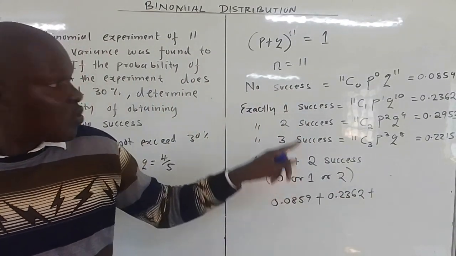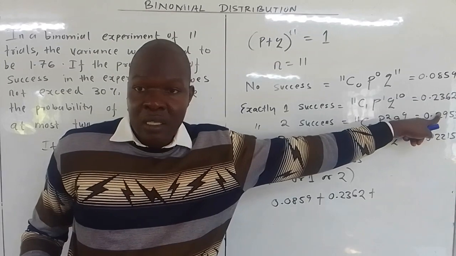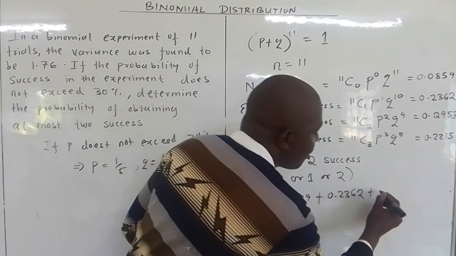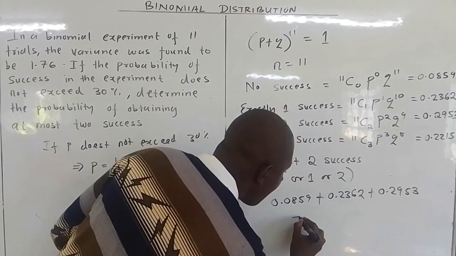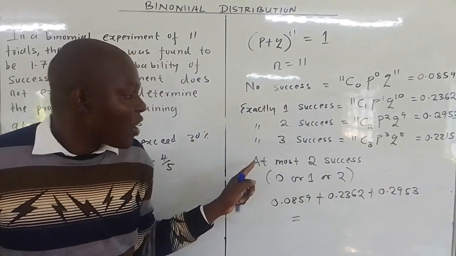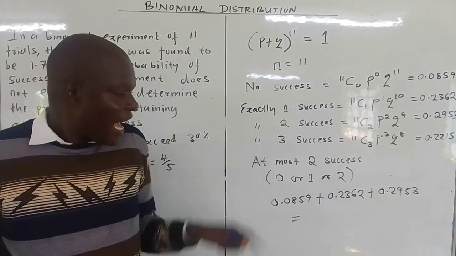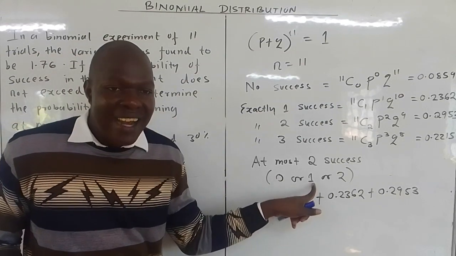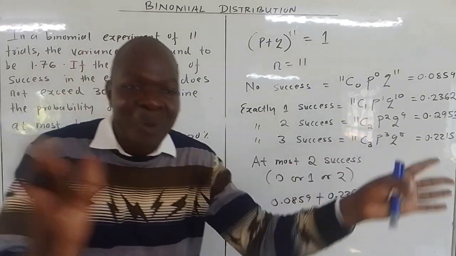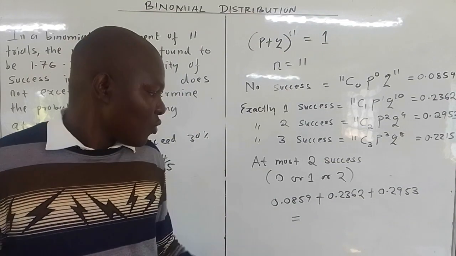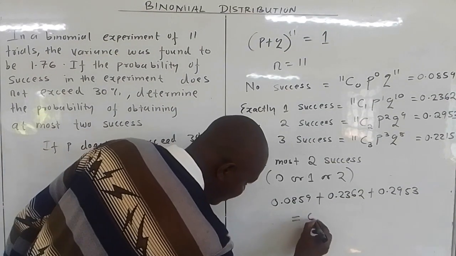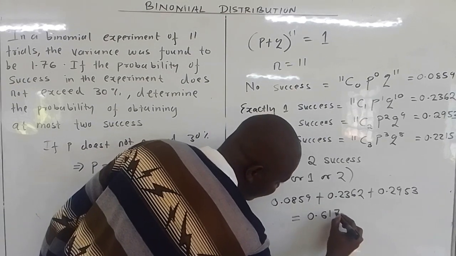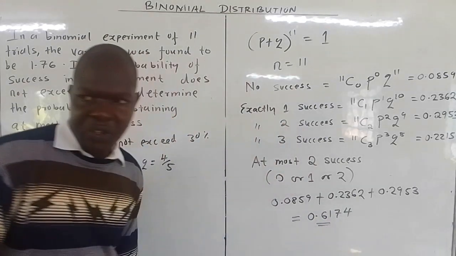Then 2 success, what have you found to be exactly 2 success? 0.253. So the whole of this probability is now defining at most 2 success. Either no success or 1 success or 2 success. That is at most 2, isn't it? Good. So what do you get here? 0.6174. Are you seeing that?